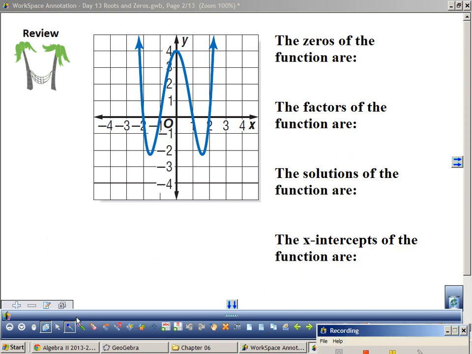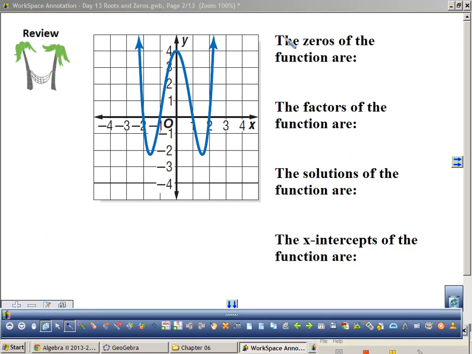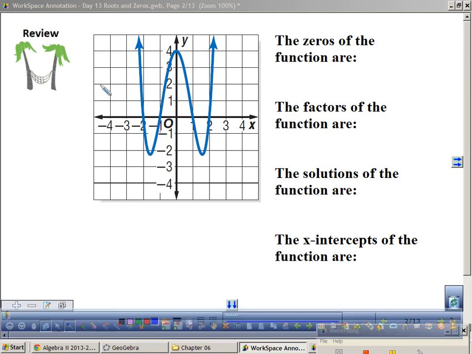Okay, so let's do a little bit of review. We've been talking about polynomial functions like this for a little bit now, but sometimes I ask the question one way, another time I ask the question another way. So let's put it all on the same page here. What are the zeros of this function?